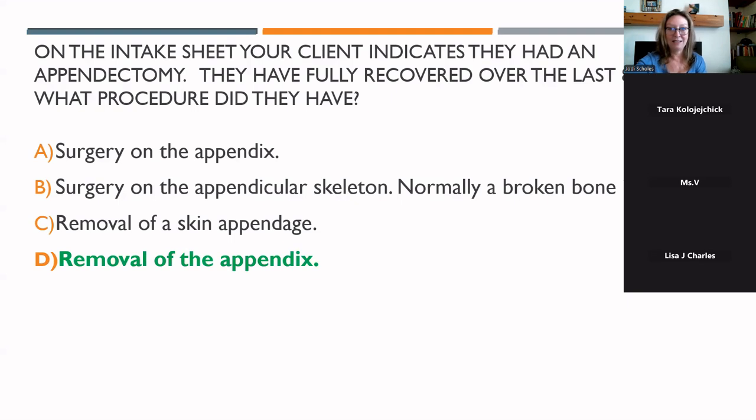Best answer? Removal of the appendix. Yes. So appendectomy, ectomy, removal. Yes, removal of the appendix. Surgery on the appendix. Yes, that's true. They had surgery on their appendix. But the best answer is the removal of the appendix.